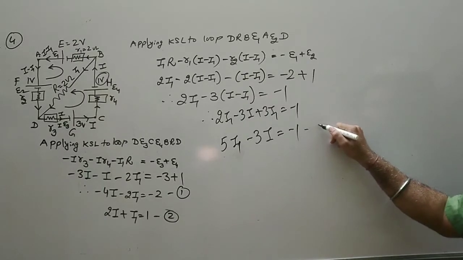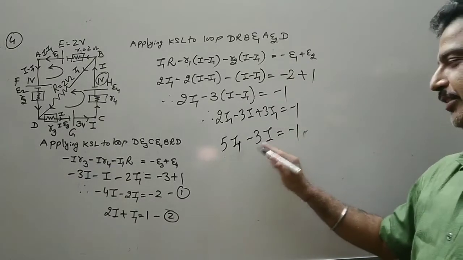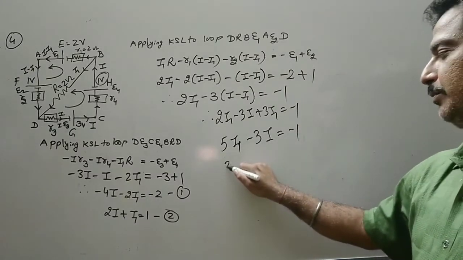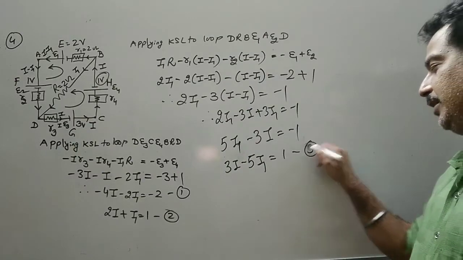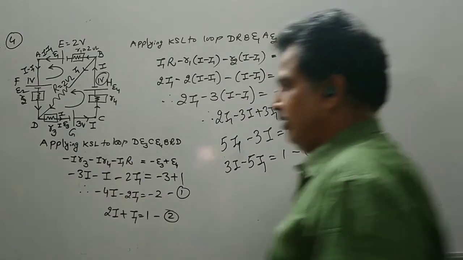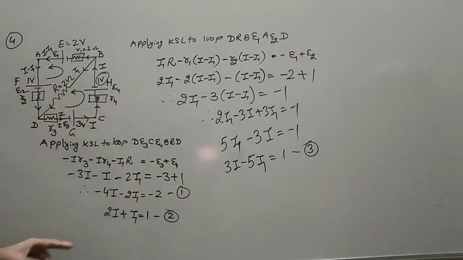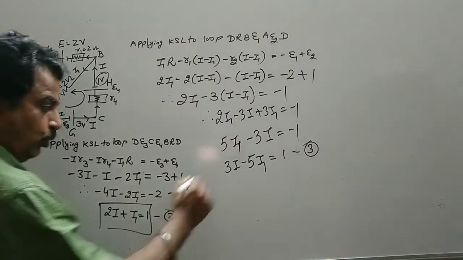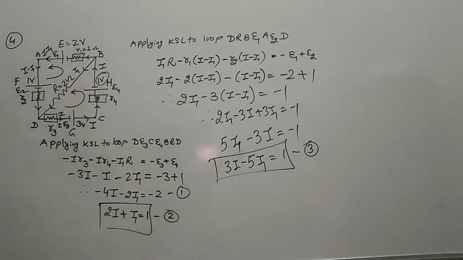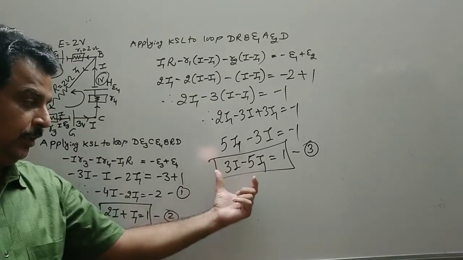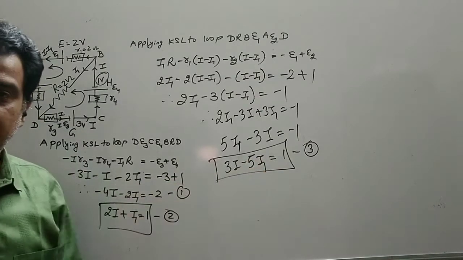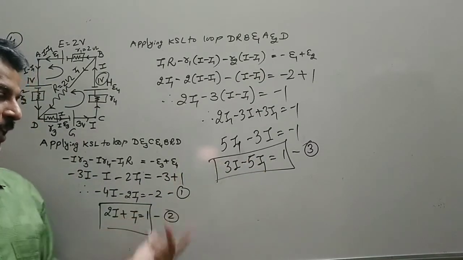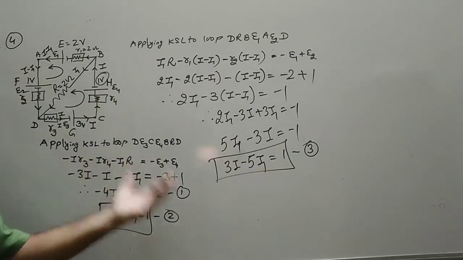So if we change the polarity of this equation, it becomes 3I minus 5I1 is equal to 1. Let us name this equation number 3. Now see, we need to find out I1. So now we have two equations, equation number 2 and equation number 3. We don't want to eliminate I1, so we will try to eliminate this I. So directly you can find the answer of I1. Otherwise you eliminate I1 and find I first and then I1.